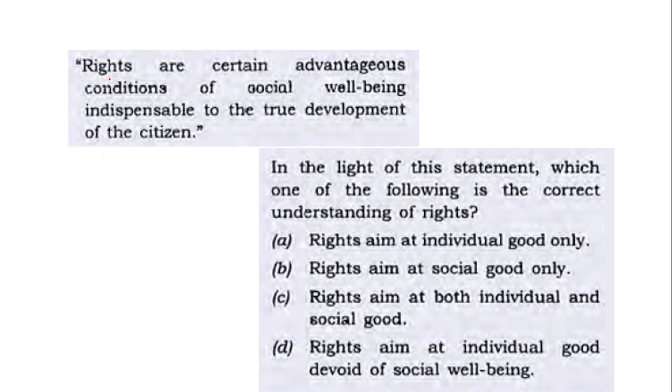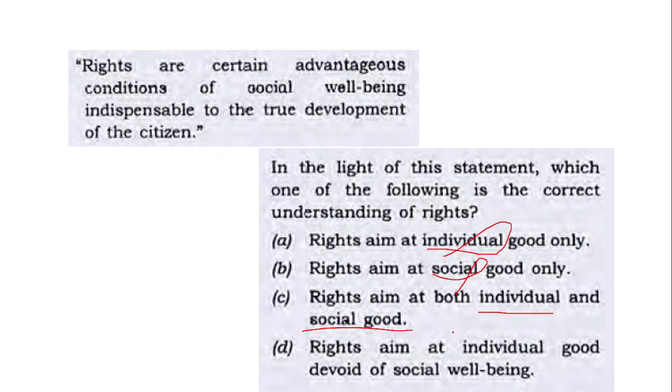indispensable to the true development of citizens. So it talks about the rights of citizens. In the light of this statement, which one of the following is the correct understanding of rights? Aim at individual good only, only individual good? No. Rights aim at social good only? No. The extreme, it does not say only individual has to be good, only society has to be good. No. Rights aim at both individual and social good? Yes, makes sense. Let us look at option D.